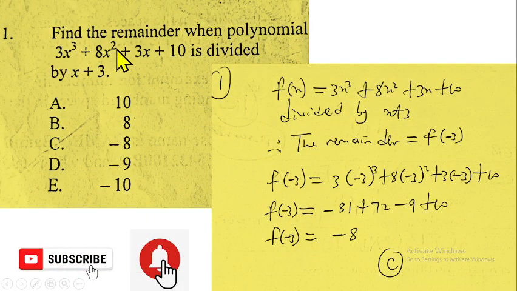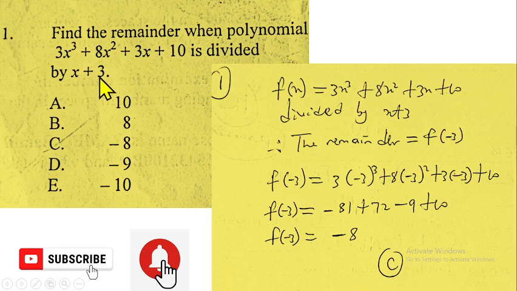Question number one is what you are seeing right now on the screen, and the question is from polynomial. You are to find the remainder when the polynomial 3s cubed plus 8s squared plus 3s plus 10 is divided by s plus 3. So when you divide this dividend by this divisor, the remainder is what you have to find. There are many ways in which you can do this. We can divide this function by this divisor using the long division method. But there's a faster approach to doing this.